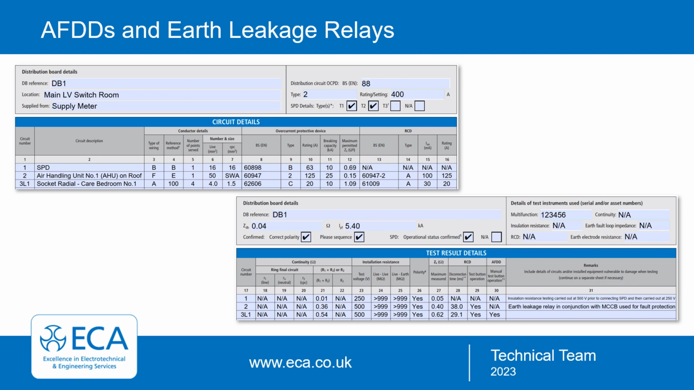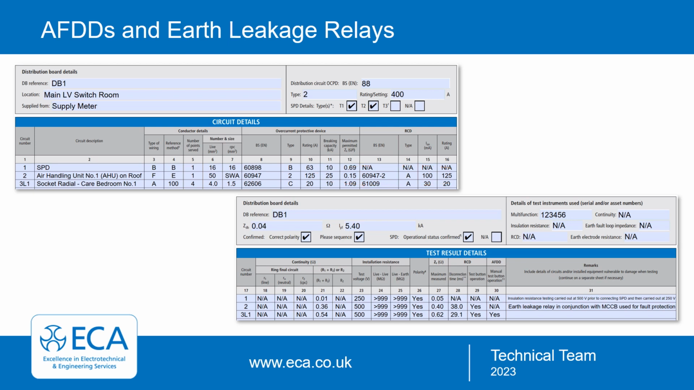But let's look at an air handling unit. We have an air handling unit. It may be installed on a roof some distance away, and a disconnection time of the overcurrent protective device can't be met, so the designer has opted to include an earth leakage relay to provide fault protection. So the device is still an MCCB as documented, and it's been fitted with electronic protection as standard. And that's been documented here in the RCD part.